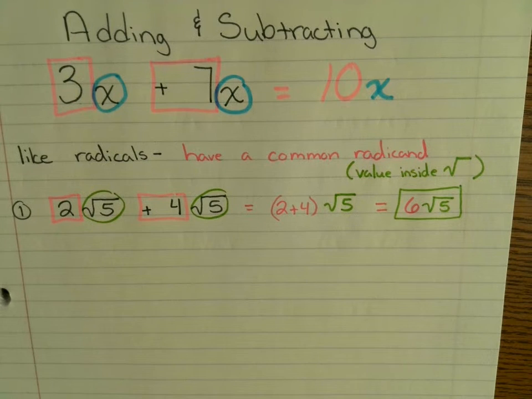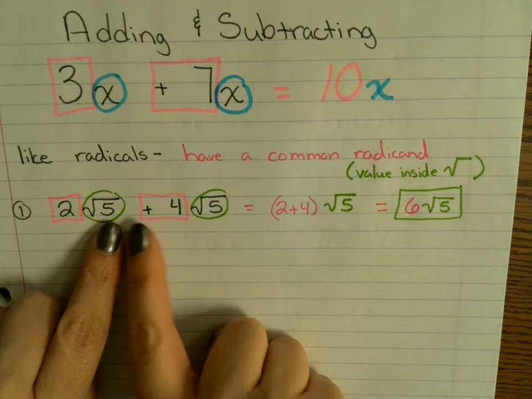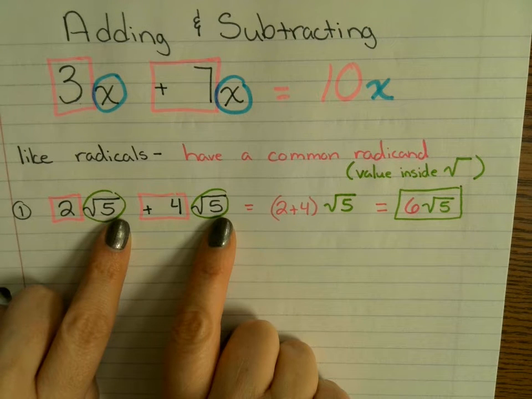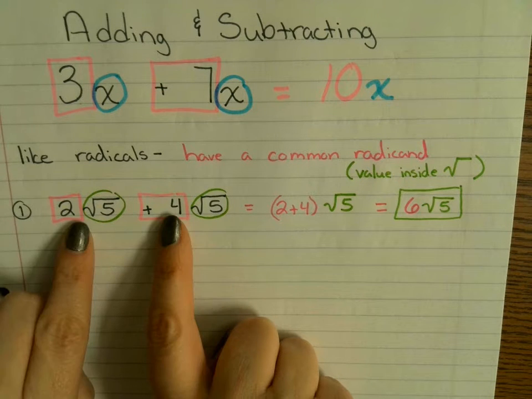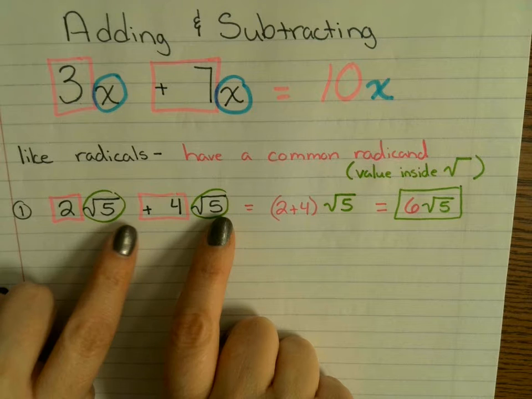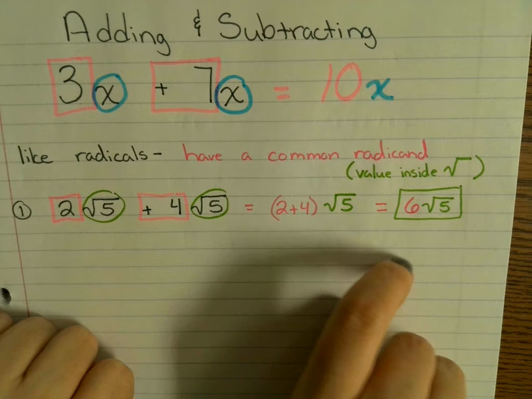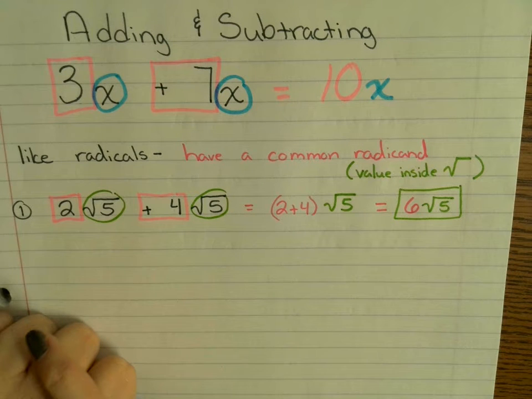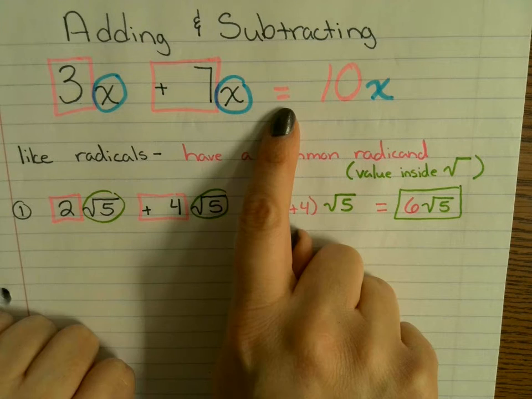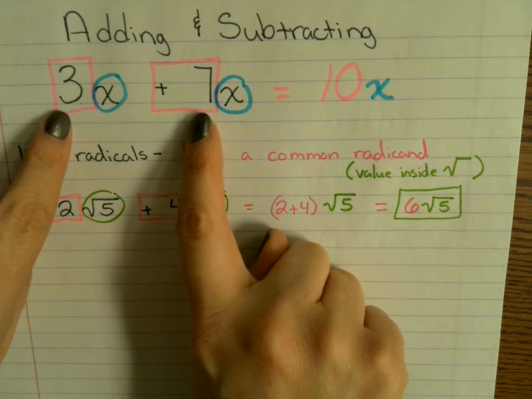We good so far? If the value inside of the root is identical, you treat it as if it's an x. You add the coefficient in front of it, and you keep the radical. Nothing about the radical changes, just the same as nothing about the x changed. The x stays an x. The only thing that changes is the coefficient that's in front, because you added those coefficients together.